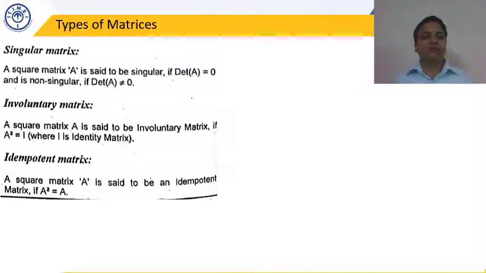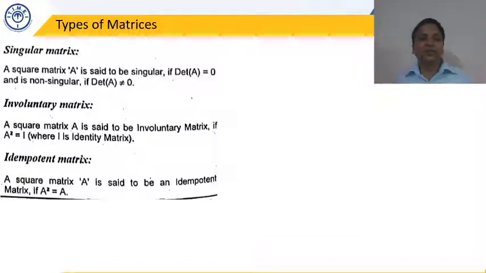Now, again a few types of matrices. Singular matrix. It says a square matrix A, it should be a square matrix, number of rows equal to number of columns, is said to be singular if the determinant of A is equal to 0, and non-singular if the determinant of A is not equal to 0. It's an important term. We say it's a singular matrix or a non-singular matrix.